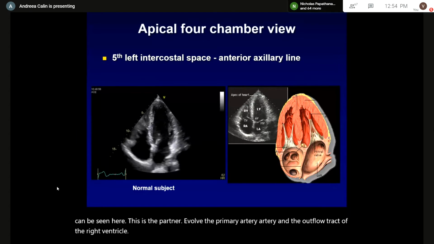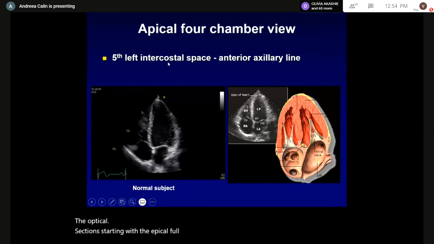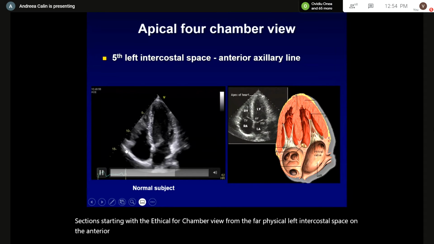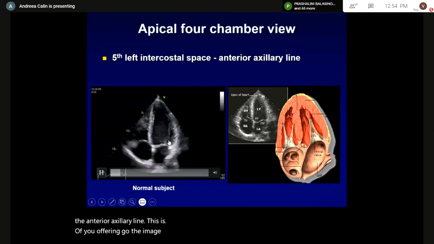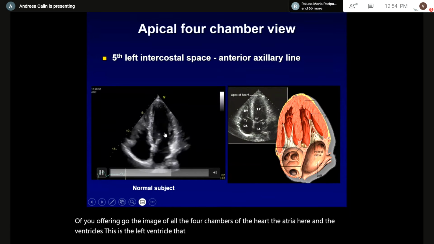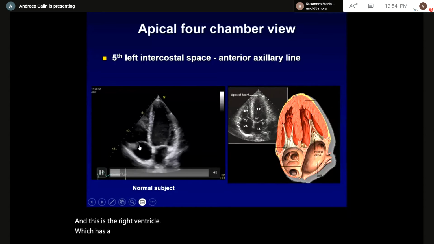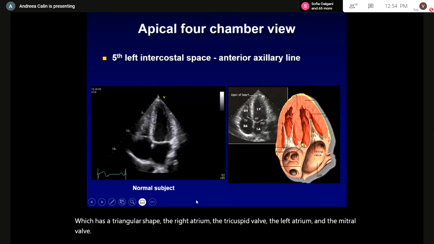The apical sections, starting with the apical four-chamber view from the fifth left intercostal space on the anterior axillary line. This is a view offering the image of all the four chambers of the heart, the atria here, and the ventricles. This is the left ventricle that has a bullet shape, and this is the right ventricle, which has a triangular shape. The right atrium, the tricuspid valve, the left atrium, and the mitral valve. This is a normal subject.